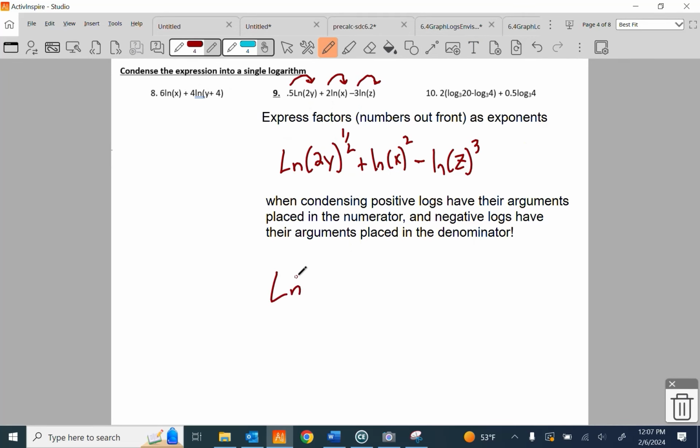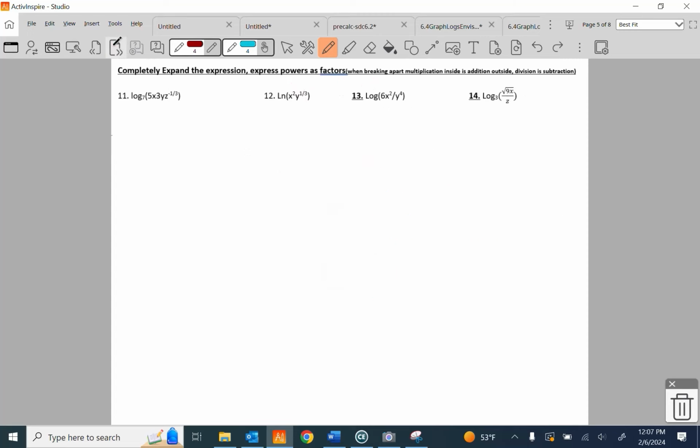I'm going to have a singular natural log. I'm going to switch over to brackets. It's going to have a numerator and denominator. The numerator is going to contain all of 2y to the 1/2. It's going to contain an x that is squared. You can drop the parentheses. And this one's negative, so the bottom z cubed. Ta-da! More magic. Moving forward.